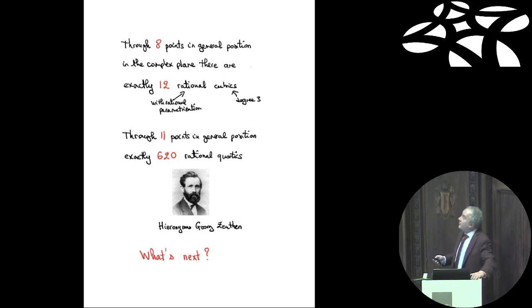Now we take 8 points in general position, and there are exactly 12 cubics, so this means curves of degree 3. Rational. So what do I mean by rational? Rational means with a rational parameterization. So it's like we do at school.